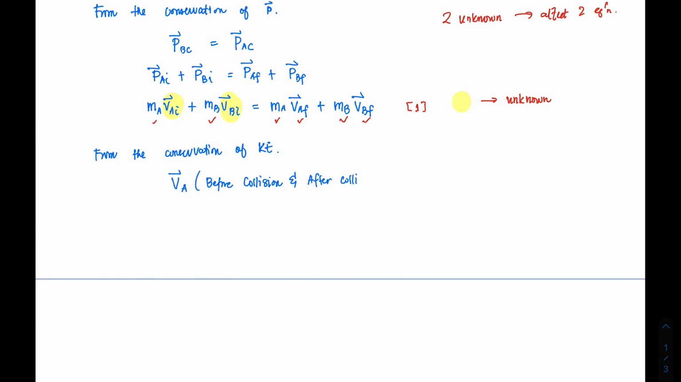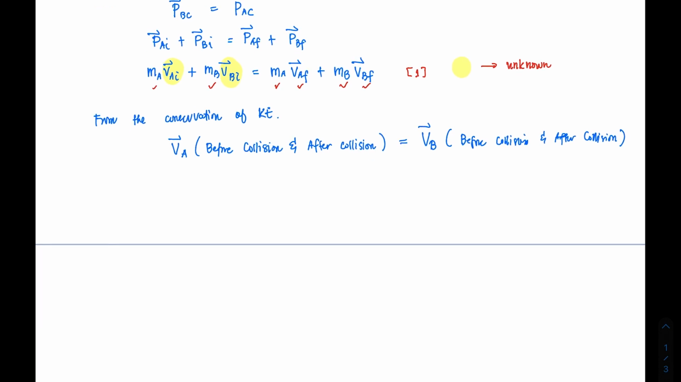That means to say the left hand side deals with both before and after collision, is equal to the velocity now of the other mass, in this case B, both before collision and after collision. So that means to say that the equation would look like this.